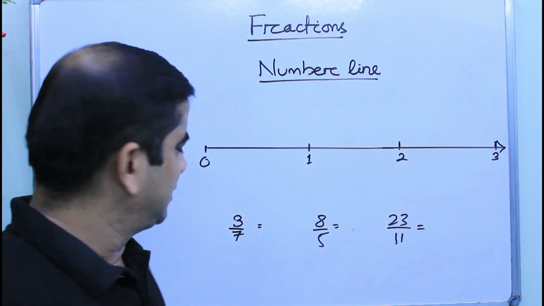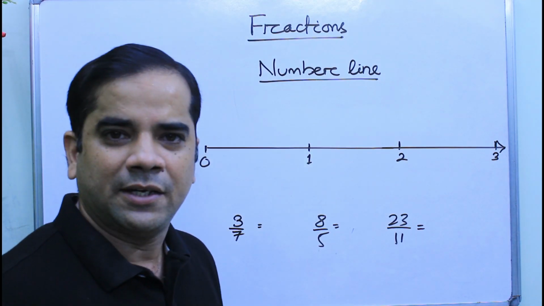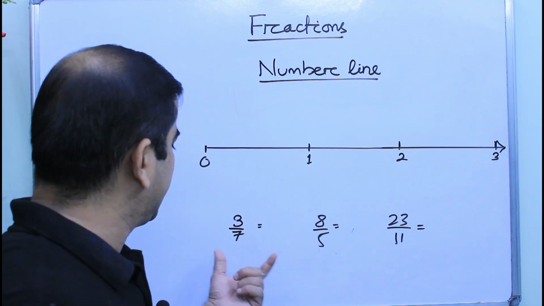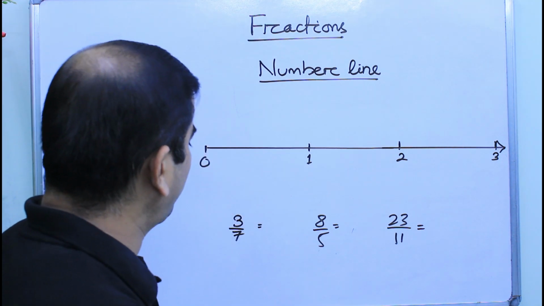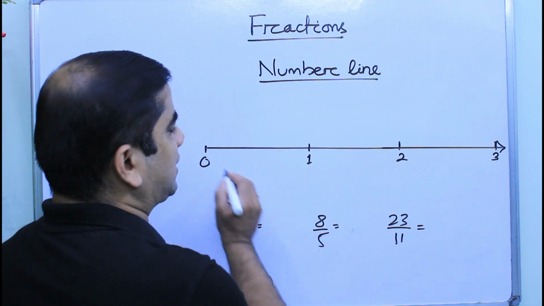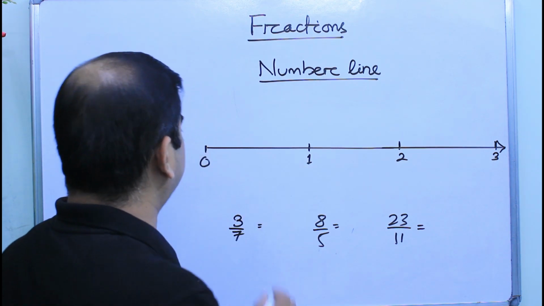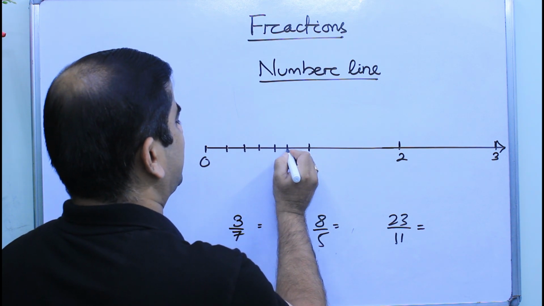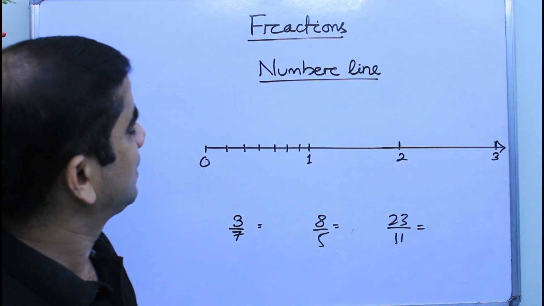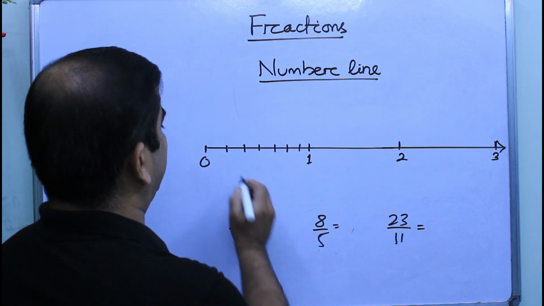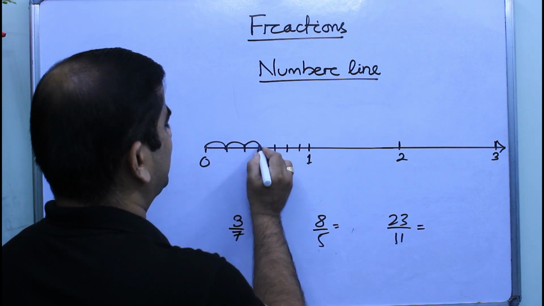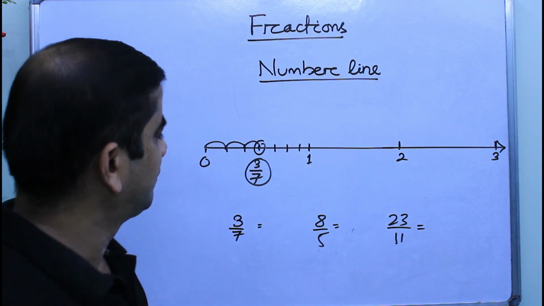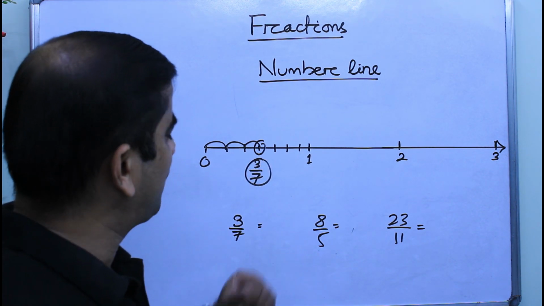Okay, students, the first fraction 3 by 7 can be placed between 0 and 1 because it is less than 1. So for that we need to divide the first part into 7 equal parts by drawing 6 lines at equal distance. Okay, so 3 by 7 means 1, 2, 3. So this is your 3 by 7. Fine. What about 8 by 5?